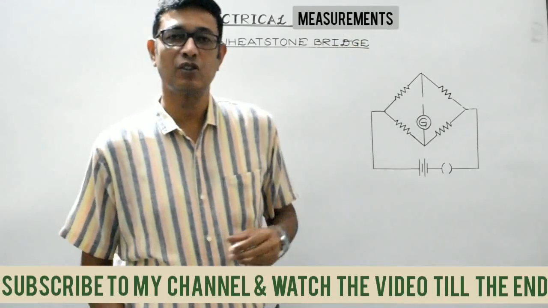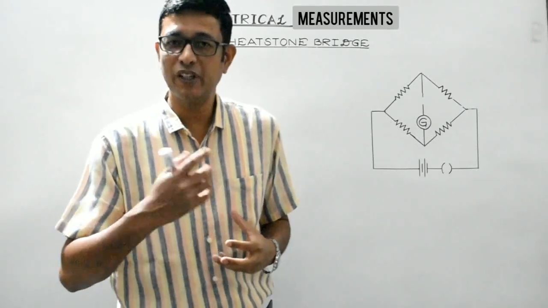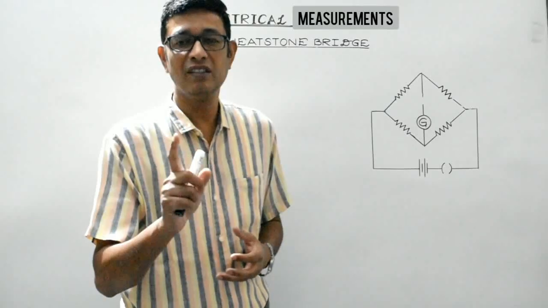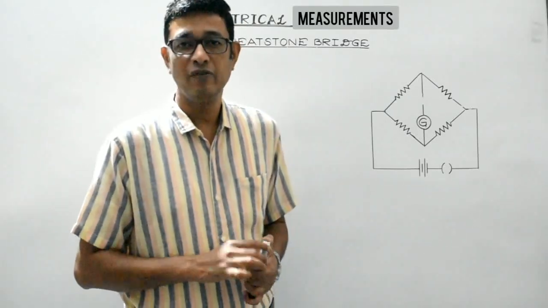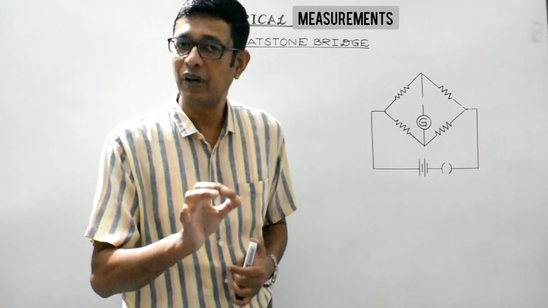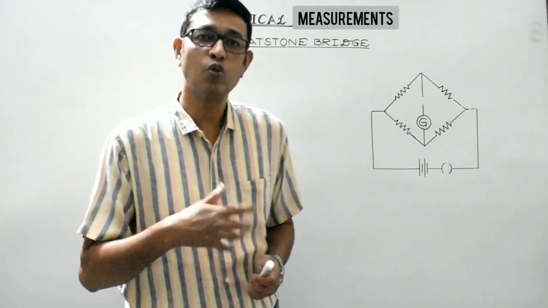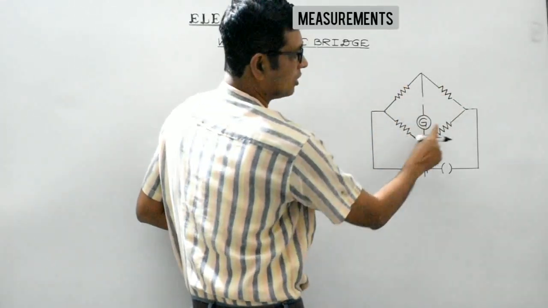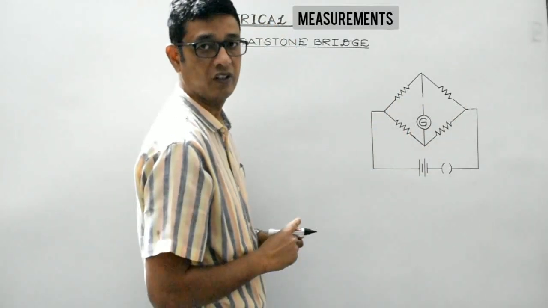Now bridge means, students, in the form of a quadrilateral. So the Wheatstone bridge is basically an arrangement comprising 4 resistors connected in the form of a quadrilateral. I repeat, it is an arrangement of 4 resistances arranged in the form of a quadrilateral. So these are the 4 resistances I am talking about. They are forming the 4 sides of a quadrilateral, right?